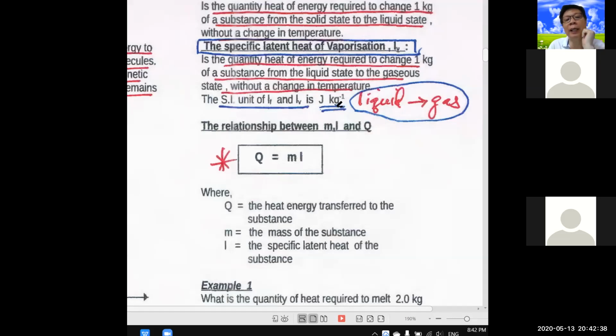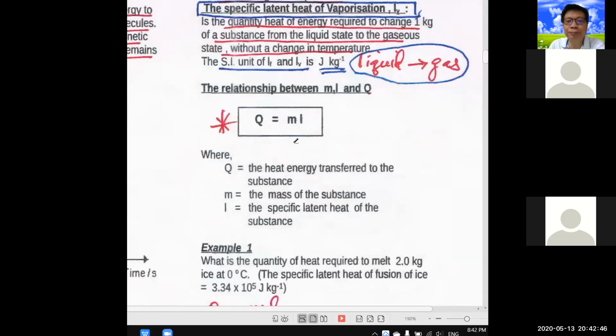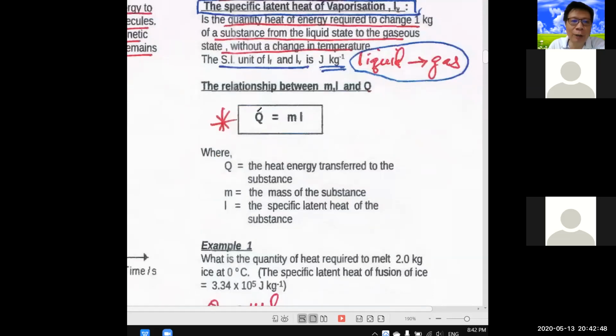So it's joule per kilogram. No, per degree Celsius... I remember the unit is different, joule per kilogram only. Okay, formula. Highlight this formula. This is a formula involving latent heat. Q is heat energy, Q equals mL. Q is heat energy equal to mass multiplied by the latent heat, regardless of whether it is fusion or vaporization, same formula.